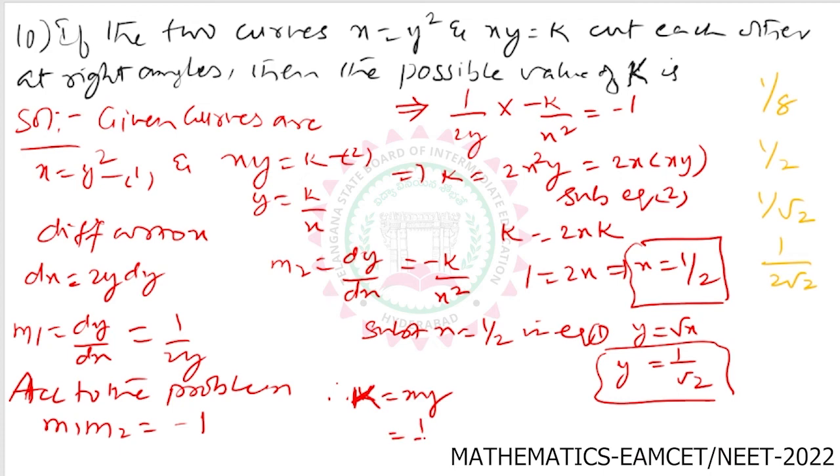What is x? 1 by 2. What is y? 1 by root 2. So, which gives me 1 by 2 root 2. Therefore, my answer is 1 by 2 root 2. That is the fourth option.